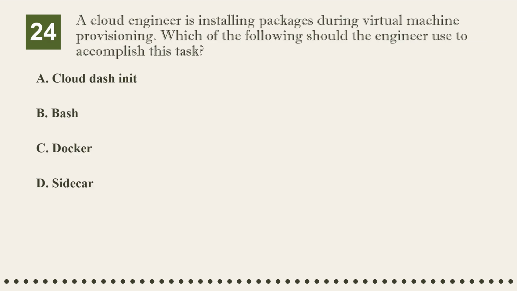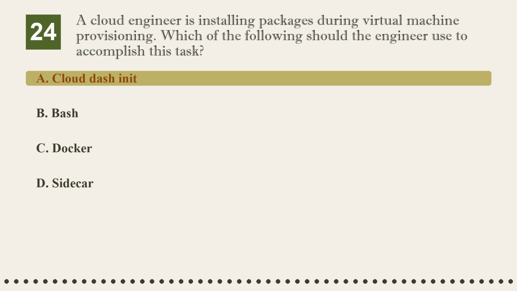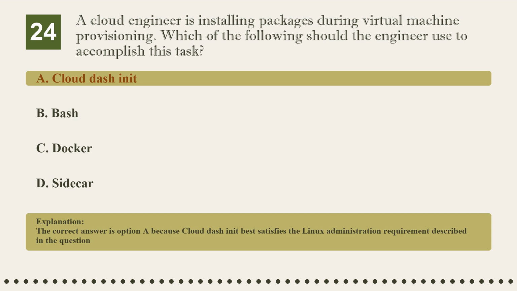Question 24. A cloud engineer is installing packages during virtual machine provisioning. Which of the following should the engineer use to accomplish this task? Option A, cloud-init. Option B, bash. Option C, Docker. Option D, sidecar. The correct answer is option A, cloud-init. The correct answer is option A because cloud-init best satisfies the Linux administration requirement described in the question.